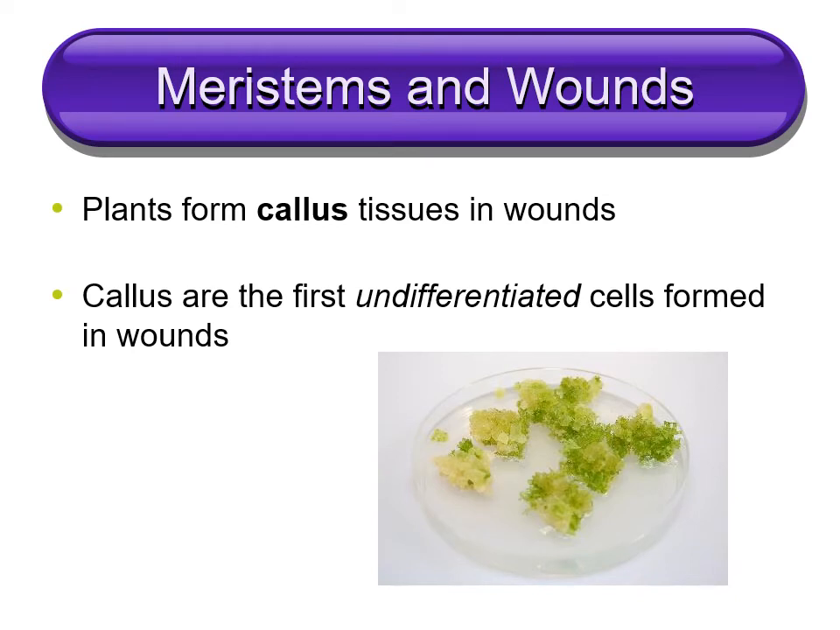So plants form callus in response to wounds, right? And callus are undifferentiated cells. And here's the tissue culture kind of gnarly little callus chunks that haven't yet received enough of a hormone signal to tell it to become a root or a shoot. So you just get this sort of almost a cancerous growth kind of. That's callus.